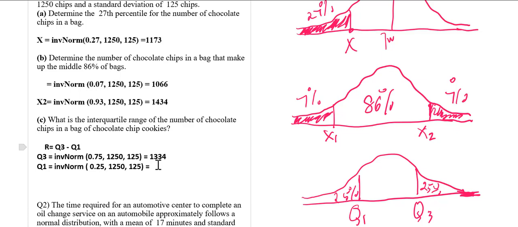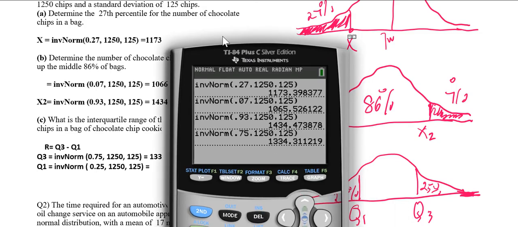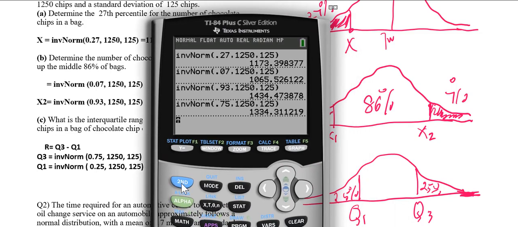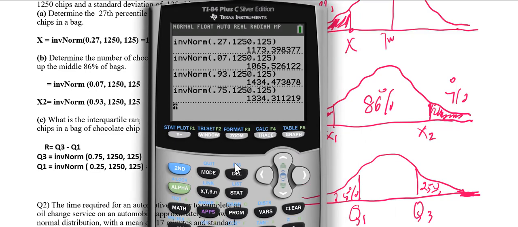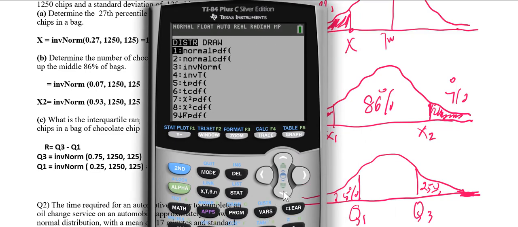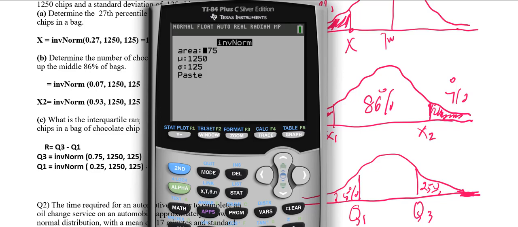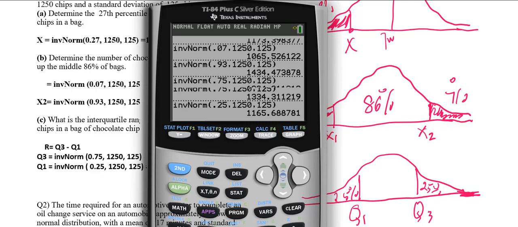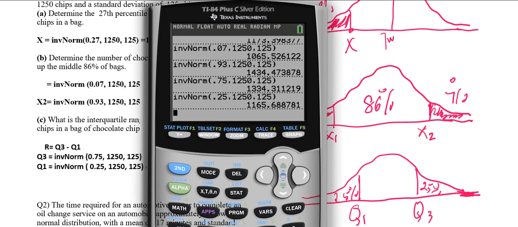$1,334. And let's see now for Q1, guys. You need to do the 25th percentile. Let me just raise this a little bit. Second variable, inverse norm. Again, the inverse norm, you can use this feature to find the x value given the probability, 0.25. And then paste, enter 1166, let's say.